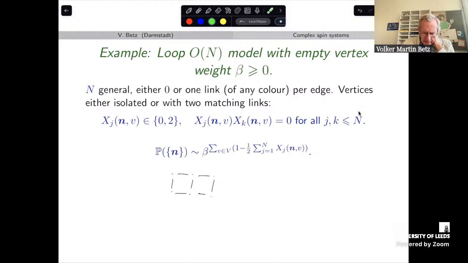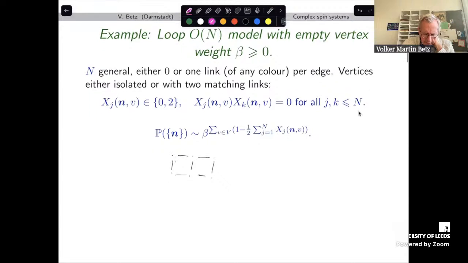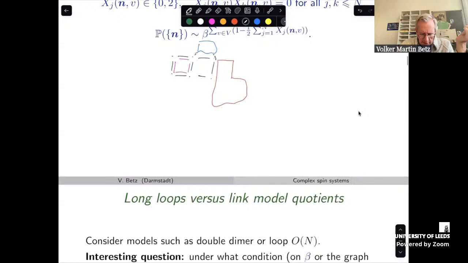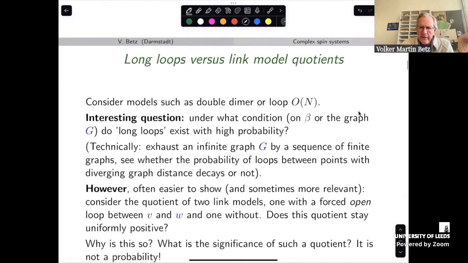And basically the loop O(N) model can also be phrased, I mean, it varies a bit how you want to do the colors, but it can also be phrased that you have these loops, and the loops have to be monochromatic, and they can't intersect. So you have another loop here, which maybe looks like this, and you have another loop here, and they just have to stay away from each other. So they would not share a vertex here. So these are, again, models of loops. So you have plenty of these models, and an observation with these models is, okay, so first of all, an interesting question in most of these models is about so-called long loops.